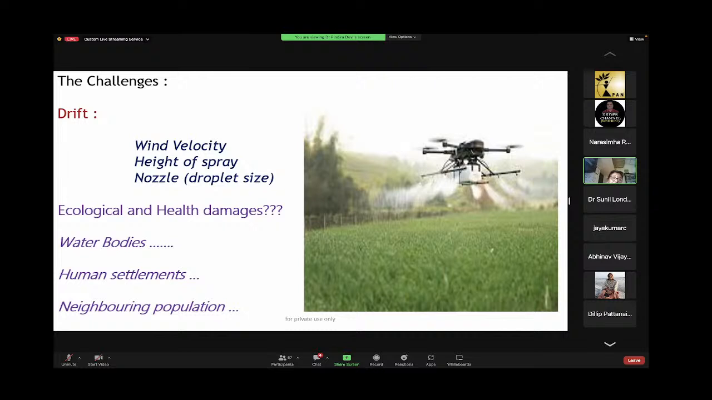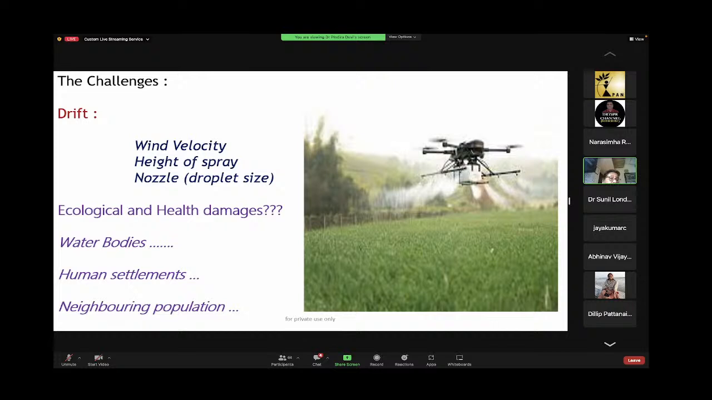worth researching further is that the drift is highly influenced by, of course, the wind velocity, then the height at which the spraying is done, and the nozzle type of the drone. So I understand that there are 2-3 types of drones, and the nozzle types also differ between them. So it's the nozzle type that primarily decides the droplet size. So there is variability between the drones in the droplet size. So basically the wind velocity, height of spray, and the nozzle type decide the drift.